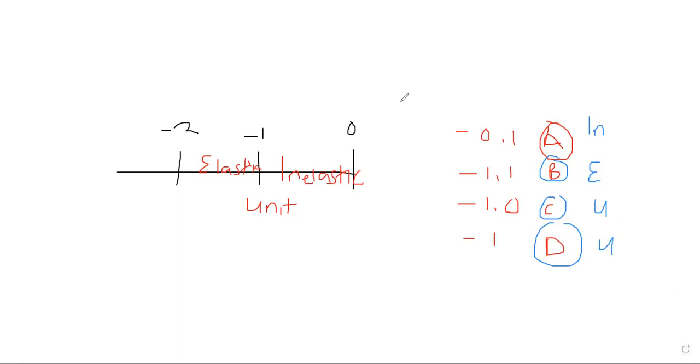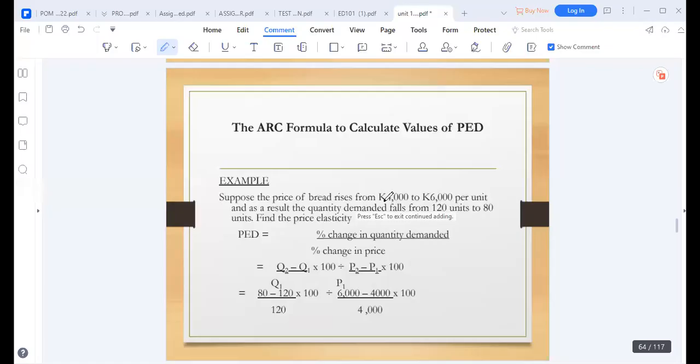All right, so now let's look at an example where we can calculate elasticity of demand. We have a question below. The price of bread has increased from 4,000 to 6,000, causing demand to fall from 120 to 80. So we're being asked to calculate our elasticity of demand. Now, how do we calculate the elasticity of demand with the information given?